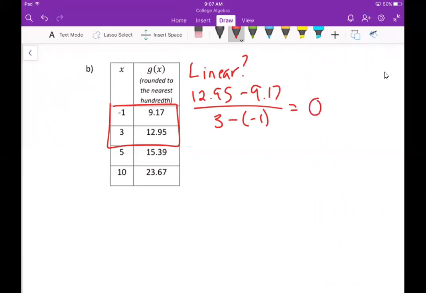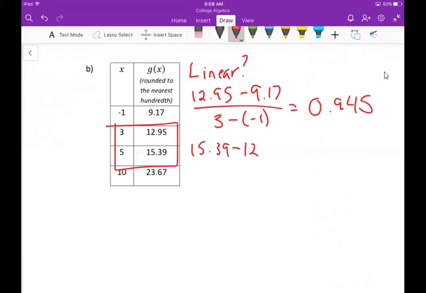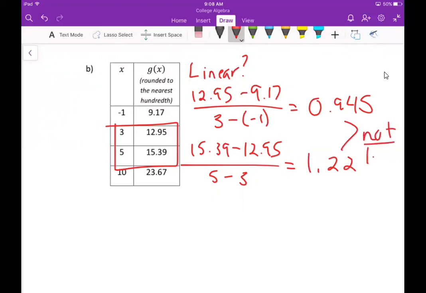We get a slope there of 0.945. So we're going to see if the next slope between the next 2 points, 3 and 5, is constant with that. So 15.39 minus 12.95 over 5 minus 3. All right, take that in your calculator, see what you get. And there we get 1.22. Those are nowhere near equal, so that is not linear.